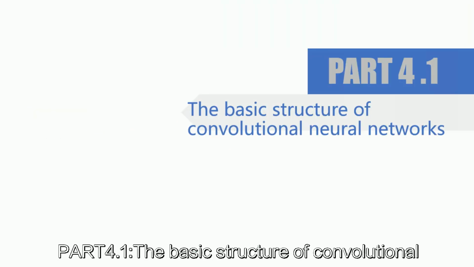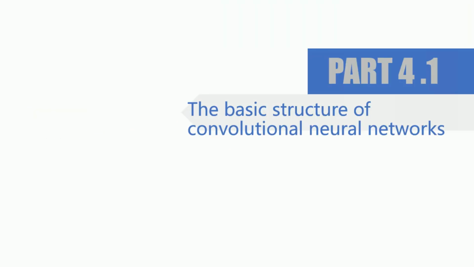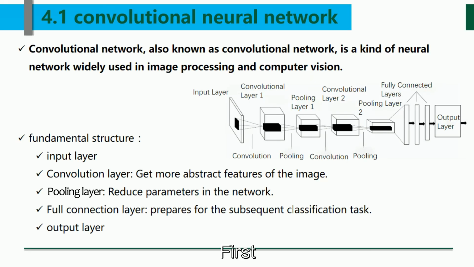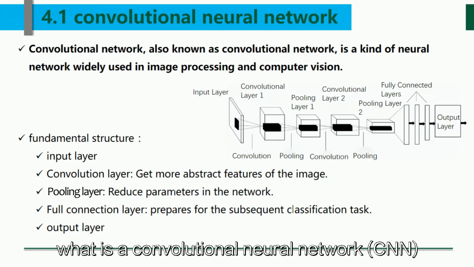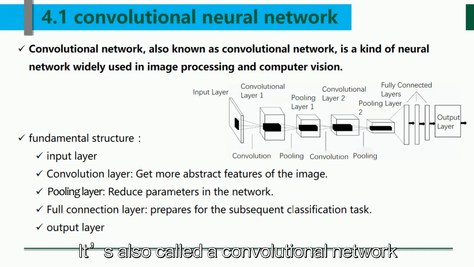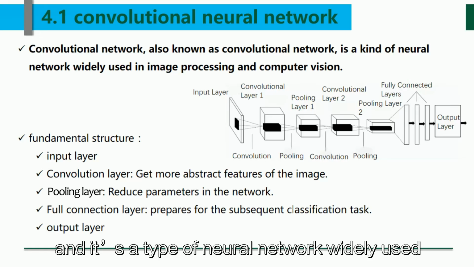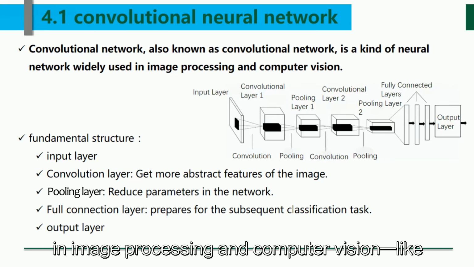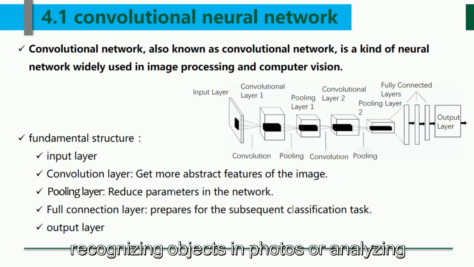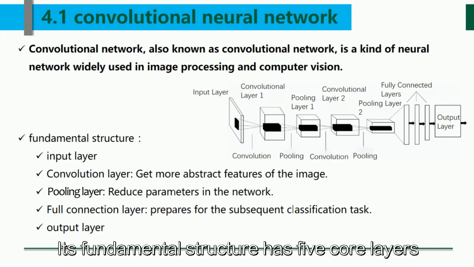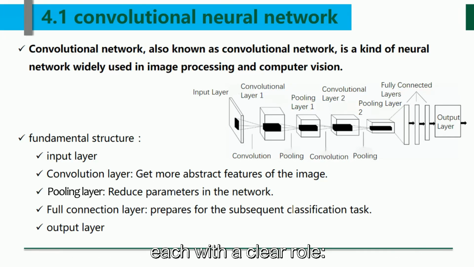Part 4.1, the basic structure of convolutional neural networks. First, what is a convolutional neural network, CNN? It's also called a convolutional network, and it's a type of neural network widely used in image processing and computer vision, like recognizing objects in photos or analyzing videos. Its fundamental structure has 5 core layers, each with a clear role.